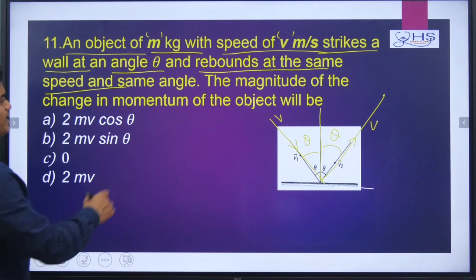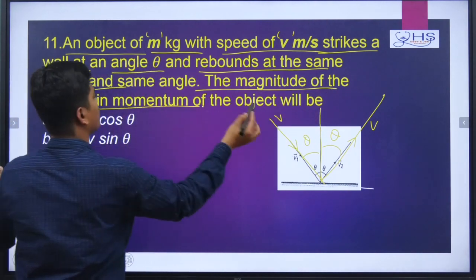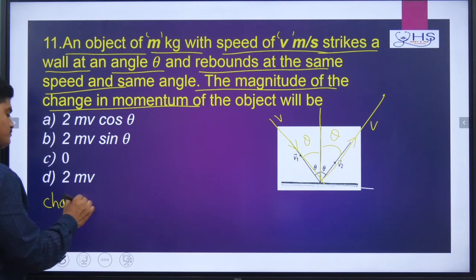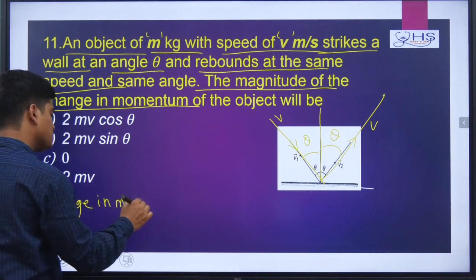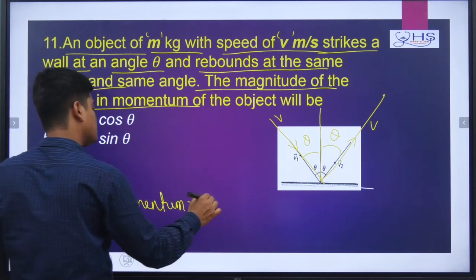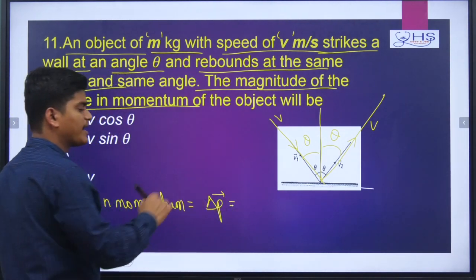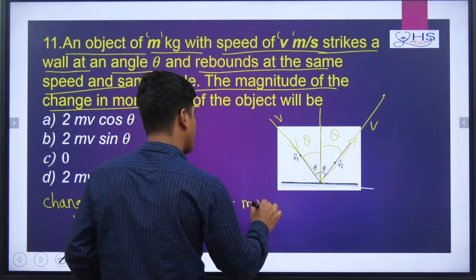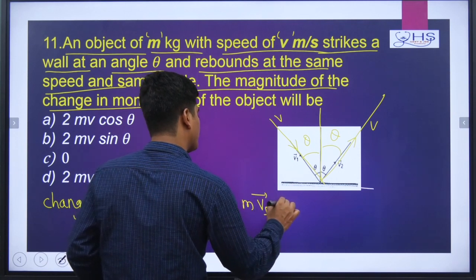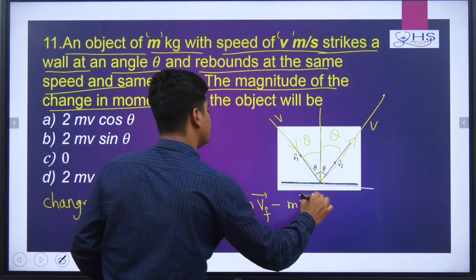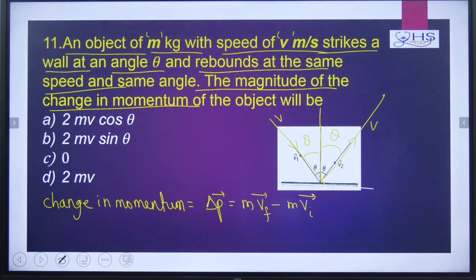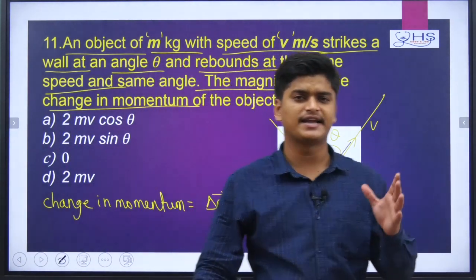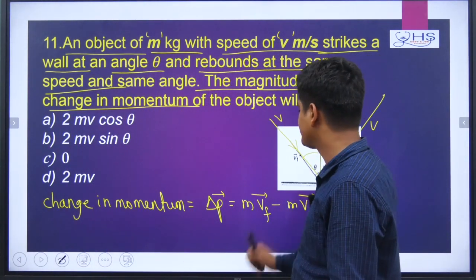They are asking the magnitude of the change in momentum of the object. Remember, change in momentum you want to find. So what is change in momentum? Change in momentum is nothing but delta P vector you can write. It is a vector quantity, or you can write basically what? Mass times V final vector minus mass times V initial vector. This is the change in momentum. So always remember, whenever in physics you are calculating a change, most of the time take final minus initial. So m V final minus m V initial.